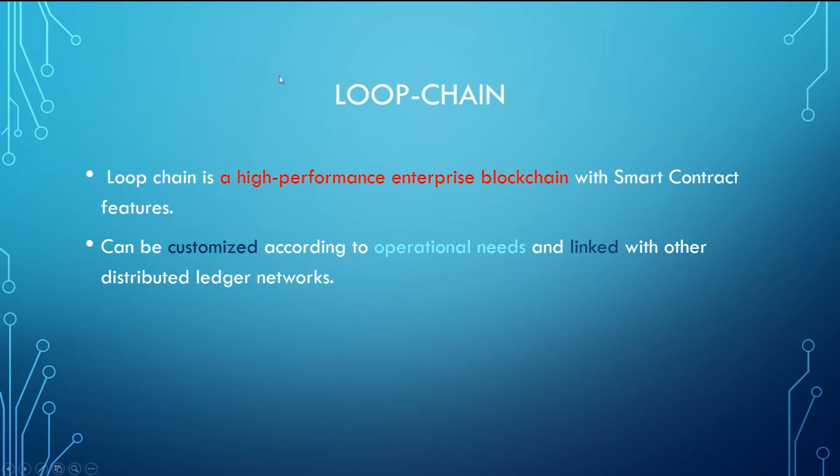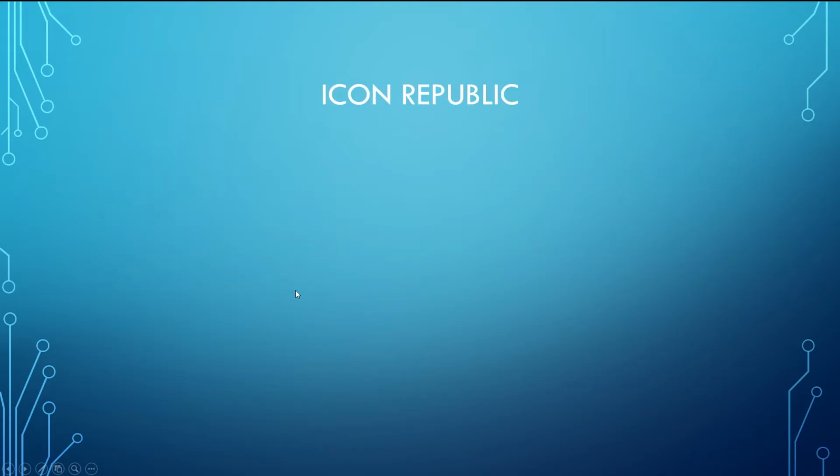So loop chain. Loop chain is a high performance enterprise blockchain with smart contract features, which is basically a private institution's blockchain. So a loop chain is basically a blockchain that hospitals or insurance companies would use, and they can be customized to meet operational needs. Okay, the operational needs of an insurance company may not be the same needs as a hospital, and it is also linked to other distributed ledger networks.